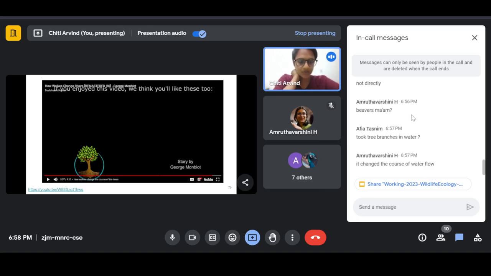It took tree branches and water. Yes, that is correct. It changed the course of flow of water. Yes. So what are beavers known as? They are known as keystone species, and they are also known as ecological engineers, right? Because they construct dams. And because they bring these pieces of wood floating around and they create these blockages in the river, they are able to hold up a pool of water in some areas while allowing the overflow water to get out, right? So they build dams, as the word suggests.